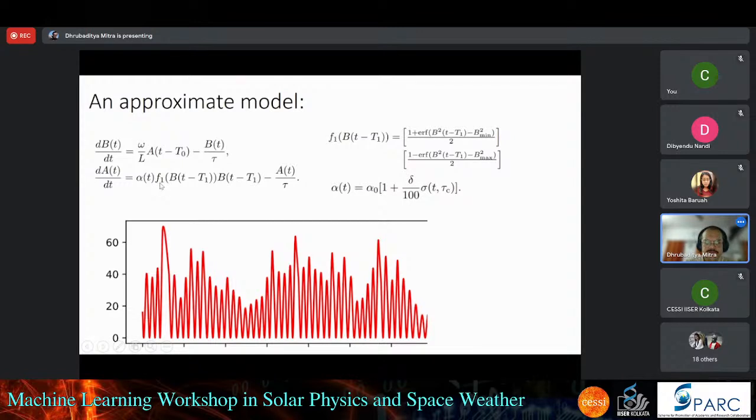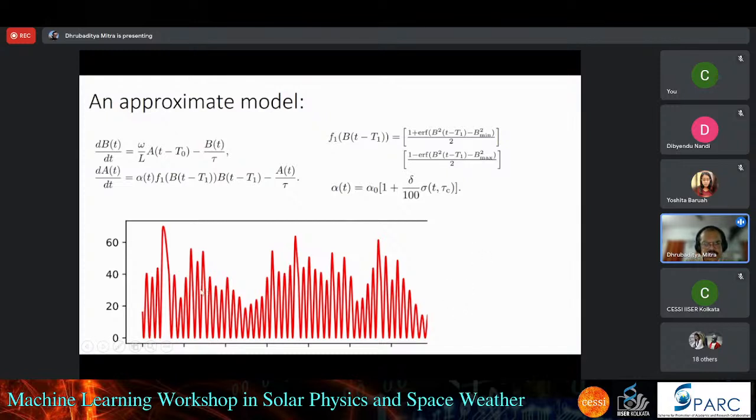That's the equation for B. In the equation for A, you have a term alpha. This models the famous alpha effect, and the alpha effect here is taken to be stochastic. Alpha is some constant alpha 0 plus a term sigma, which is random in time. This is the quantity that gives you the stochastic behavior in the time series.